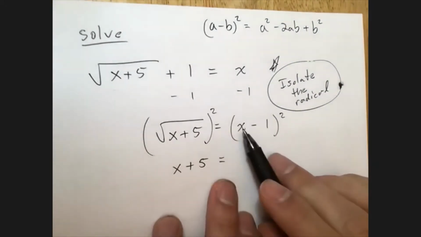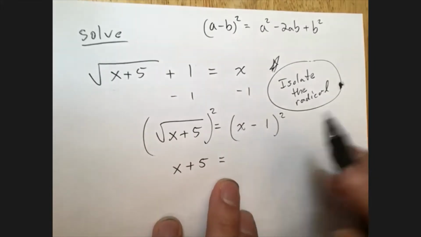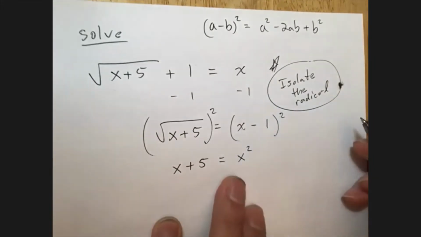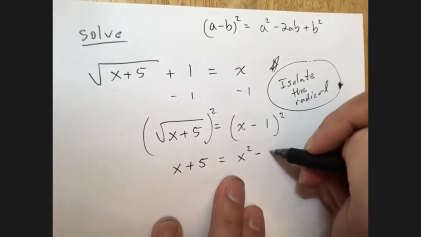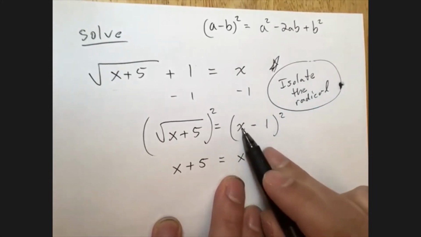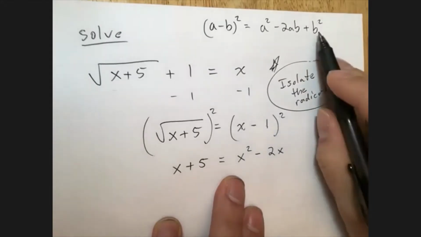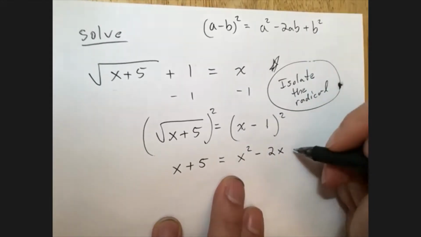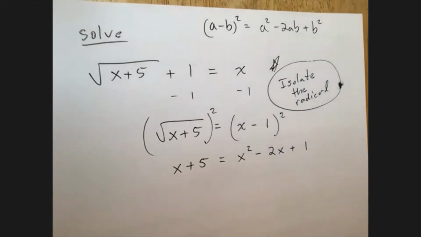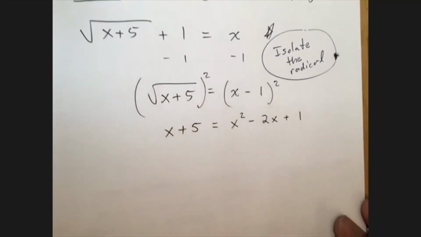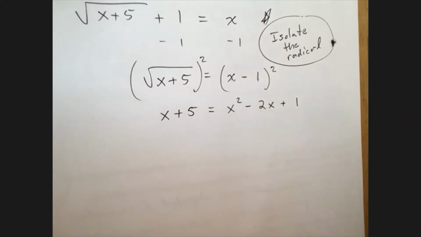So a minus b squared. So it's going to be x squared minus 2 times x times 1. So that's just minus 2x. And then plus 1 squared. So that's just going to be plus 1. All right. And so now what we can do, let's see. Well, we have a polynomial equation. This is an equation with polynomials.